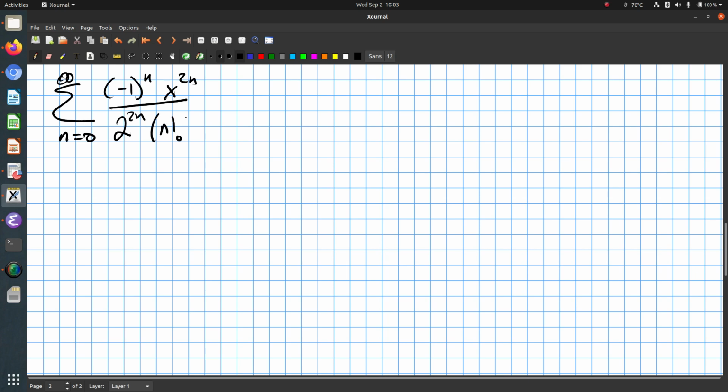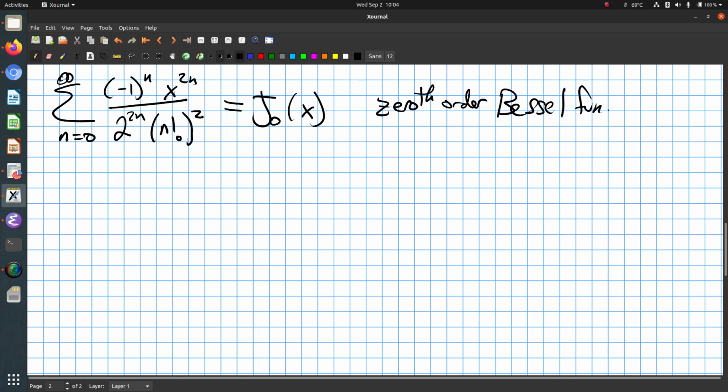It looks kind of intimidating, but here's the thing. Power series are really handy for defining crazy functions. So this is the 0th order Bessel function, and Bessel functions show up quite a bit in physics and in wave propagation, which is why I kind of think they're cool.